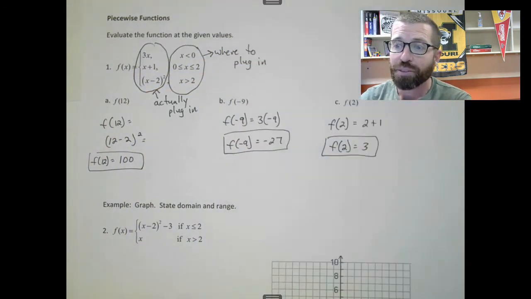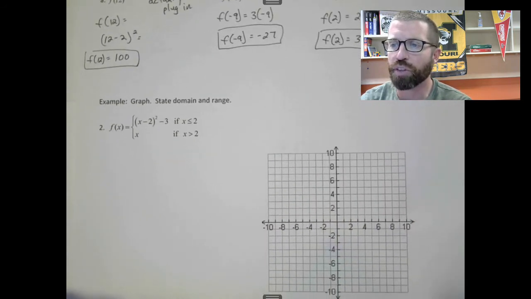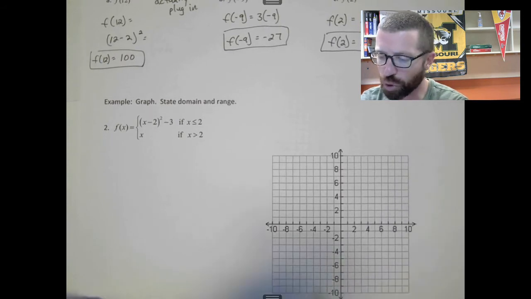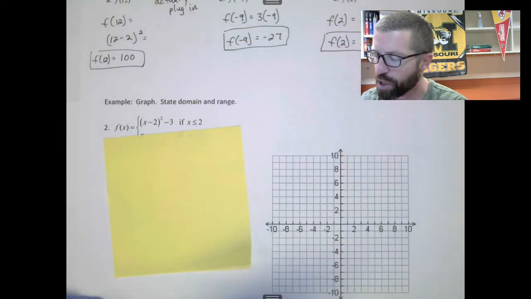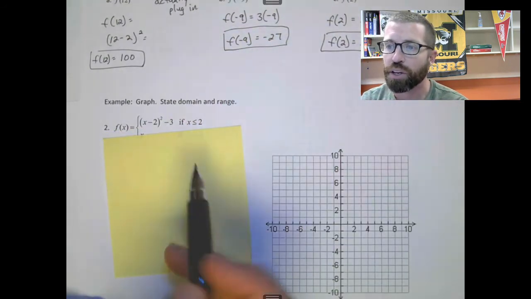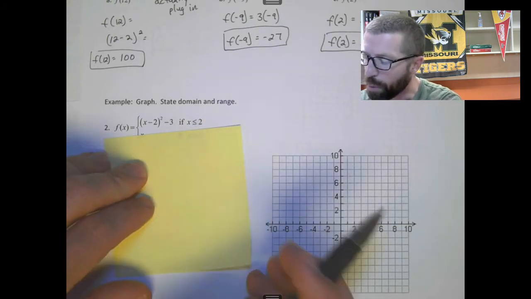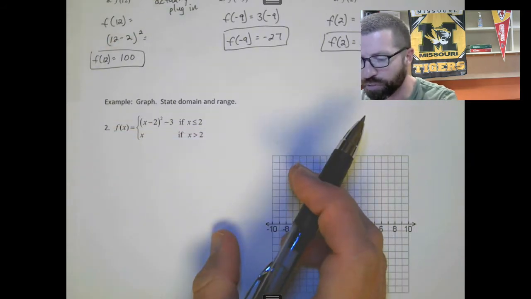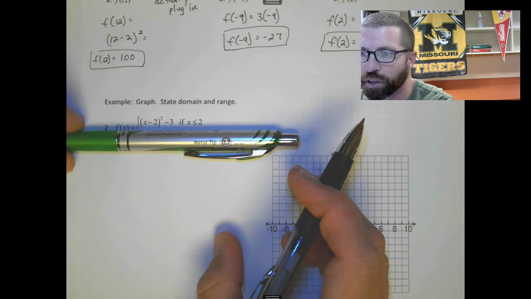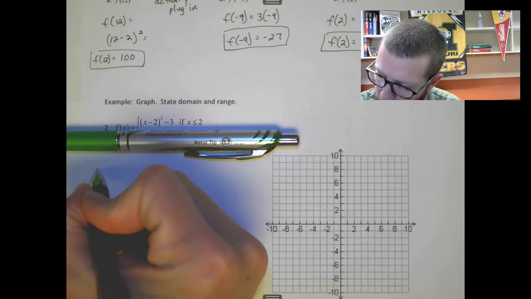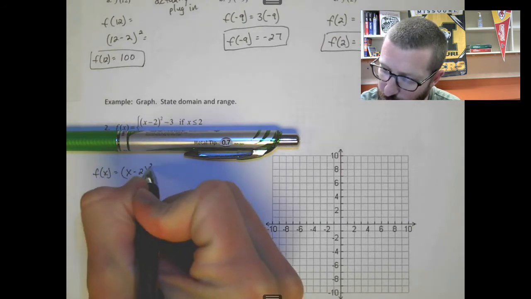Okay, so when we graph, we're going to use the same strategy where we look at this in pieces. So we're going to start just by looking at the top. Let's cover this bottom piece up, and we're only going to look at the top and say, well, x is less than or equal to 2. And let's start there. Okay, so I'm going to make a table for x minus 2 squared minus 3.